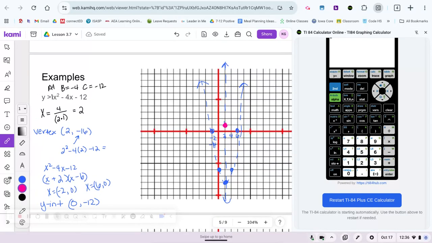So if I let x be 2 and y be 2, I'll have the equation 2 is greater than 2 squared minus 4 times 2 minus 12. And so the question is, is 2 greater than negative 16? And yes, it is. So I want to include 2 in my shaded area, which means I need to shade on the inside of the parabola. That way it's included.